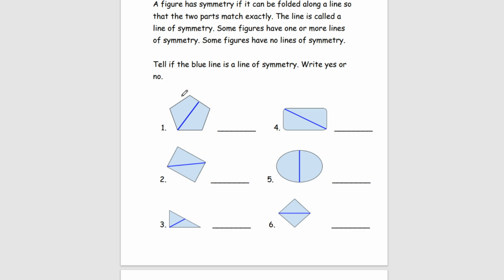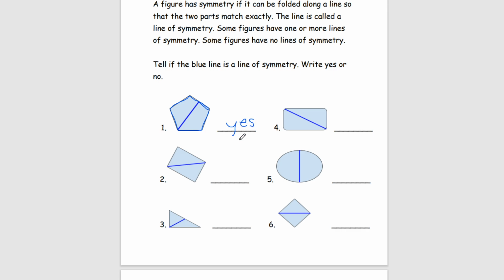Here we have a pentagon, and this line right here splits the pentagon. Let me sketch out this shape for us. So this is our shape on one side of the half, and if we were to draw it on the other side of the little blue line, we can see that there's the exact same figure, meaning that this blue line is, yes, a line of symmetry.